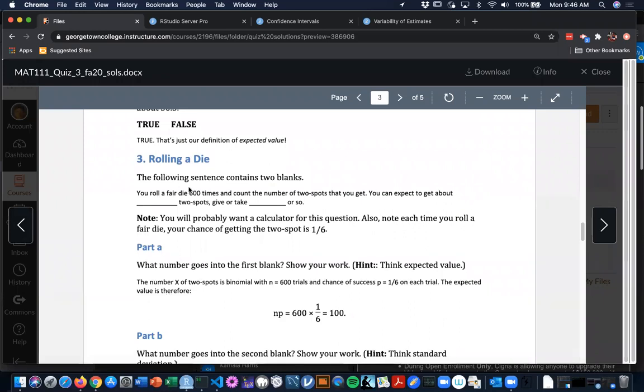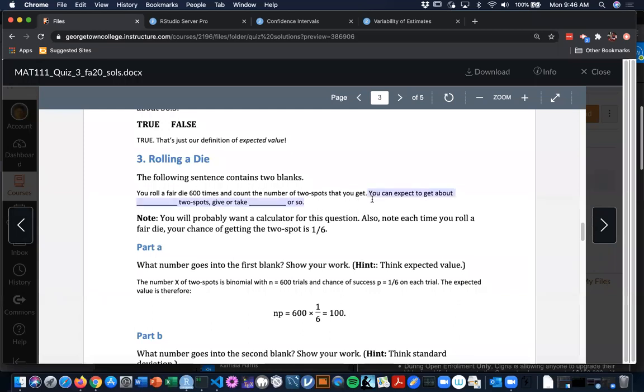Now this number 3 one, this is where there's a binomial random variable using a die. You roll a fair die 600 times, count the number of 2 spots you get. And so there's 600 trials. Each roll is a trial. Success is getting a 2 spot. Failure is getting any one of the other 5 sides.